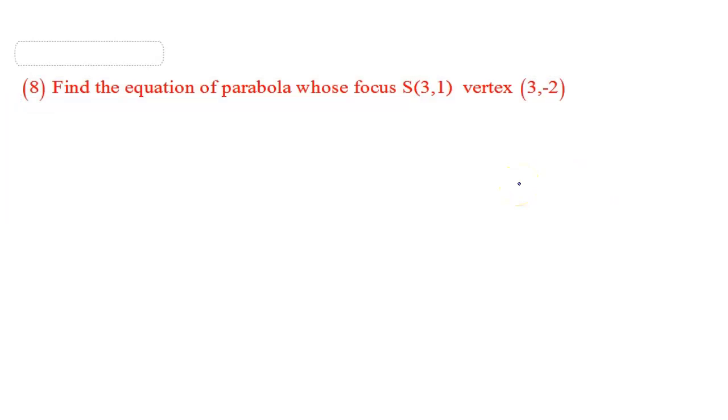Next question. Find the equation of the parabola whose focus is (3, 1) and vertex is (3, minus 2). In the previous problem we did the same model, and here also it is the same thing. The x position is the same, right? And in the y position, one is negative and one is positive. So here the x position is the same, in the sense small a is equal to the distance between focus and vertex.